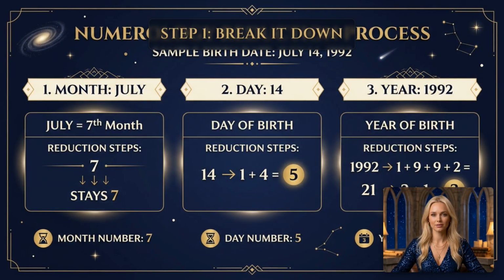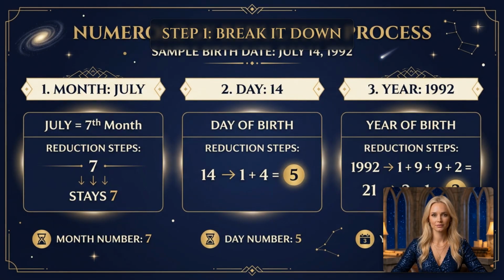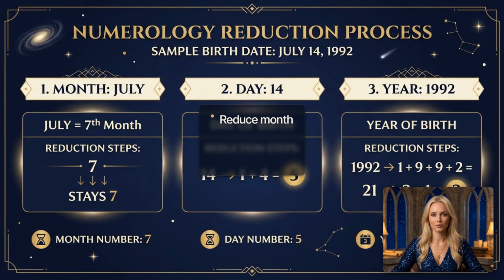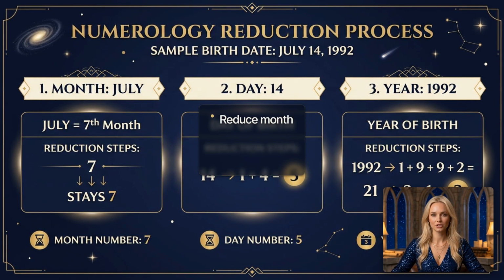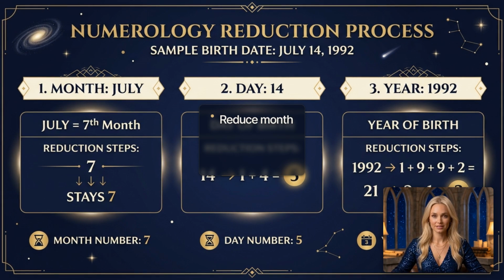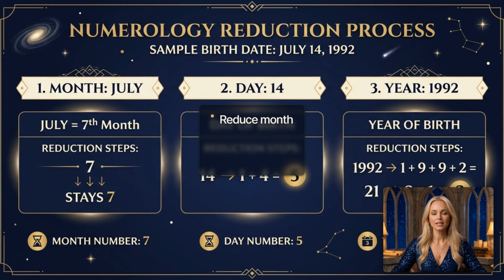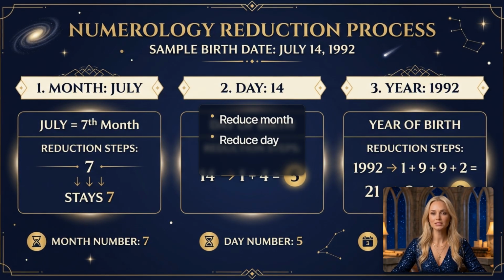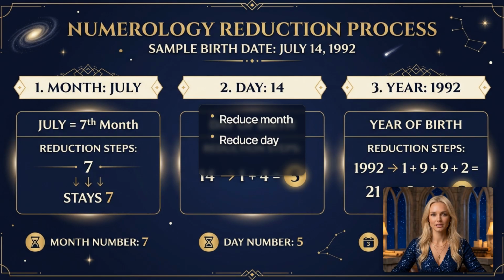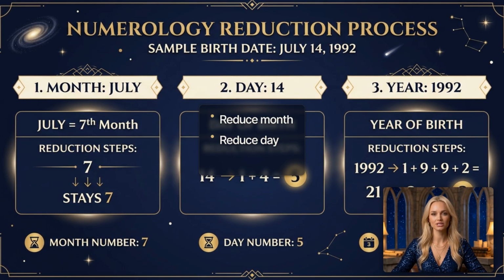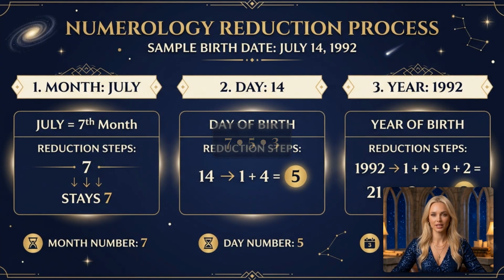Let's calculate it together. Start with your full birth date, month, day, and year. Then reduce each part separately. So if someone was born on July 14th, 1992, you would reduce the month first. July is 7, so that stays 7. Then the day, 14 becomes 1 plus 4, which is 5. Then the year, 1992 becomes 1 plus 9 plus 9 plus 2, which equals 21. And then 2 plus 1 becomes 3.